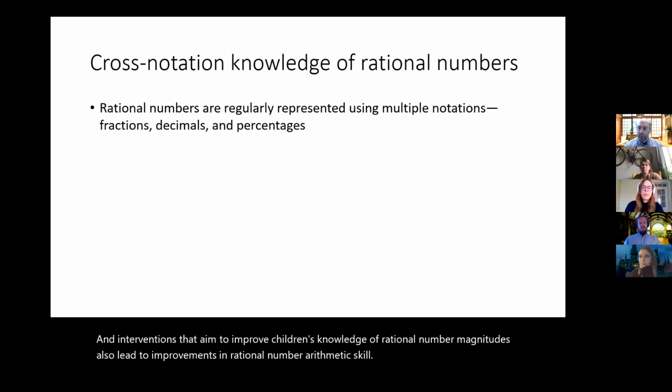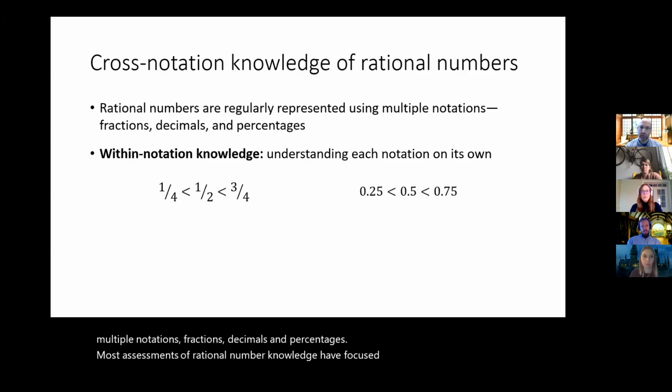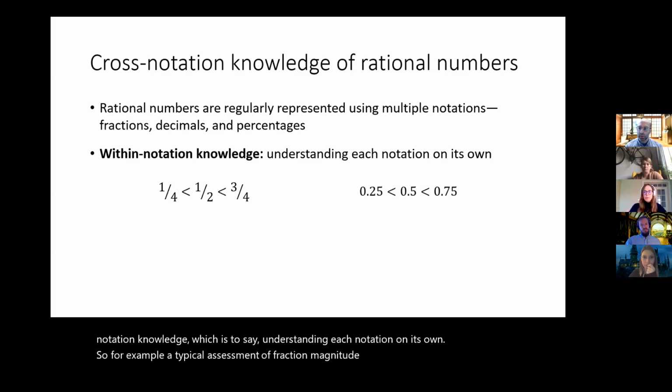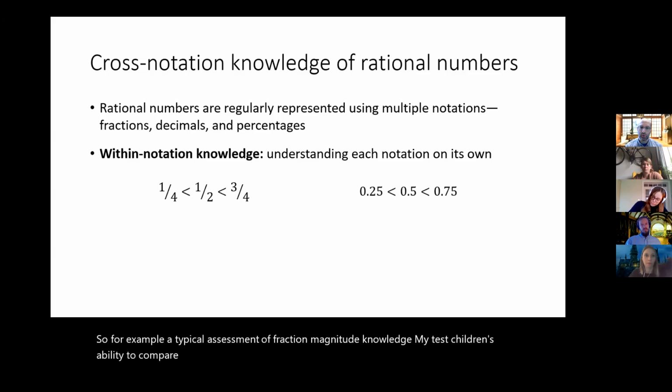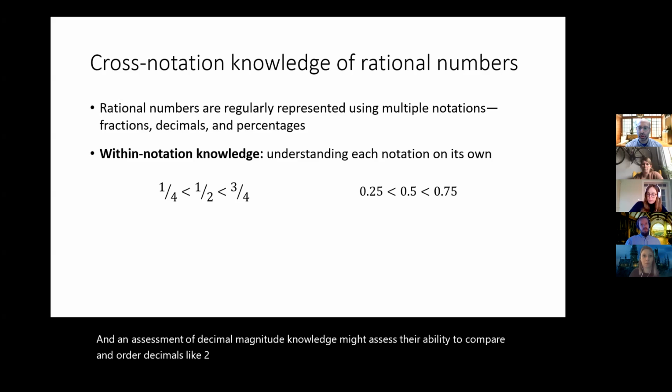Now, a distinctive property of rational numbers is that they're regularly represented using multiple notations, fractions, decimals, and percentages. Most assessments of rational number knowledge have focused on what I'll call within notation knowledge, which is to say, understanding each notation on its own. So for example, a typical assessment of fraction magnitude knowledge might test children's ability to compare and order fractions like 1/4, 1/2, and 3/4. And an assessment of decimal magnitude knowledge might assess their ability to compare and order decimals like 0.25, 0.5, and 0.75.